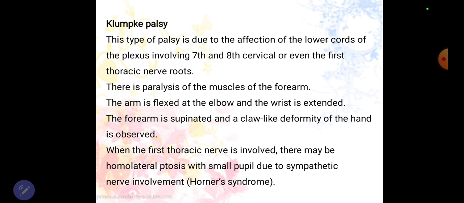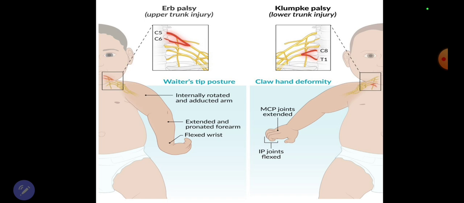When the first thoracic nerve is involved, there will be Horner syndrome, with a small pupil due to sympathetic nerve involvement. There is involvement with Horner syndrome, and with Erb's palsy, phrenic nerve paralysis association. This image to the right, Klumpke's palsy, there is lower trunk injury, C7, C8, and T1.